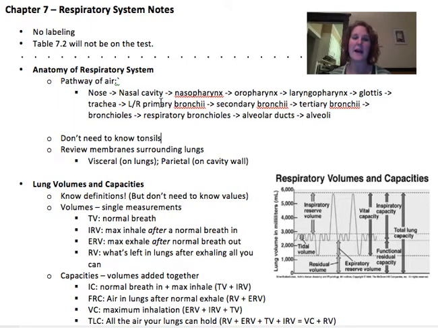So after that, you have respiratory bronchioles, and the difference between the two is that respiratory bronchioles actually have alveoli on them, whereas just a regular bronchiole doesn't. So that's an important fact to know. After the respiratory bronchioles, you have the alveolar ducts and then the alveoli. So know that pathway, look at the pictures, it's very helpful, it'll help keep everything straight. It's an important thing to know. You do not need to know anything about the tonsils. You should know the membranes on the lungs. We've talked about them before, the visceral and parietal pleura, however you want to say that.